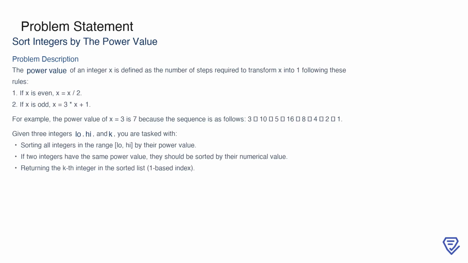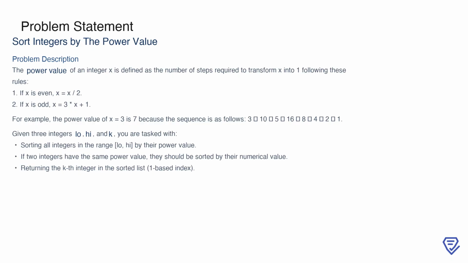In this problem, we are tasked with sorting integers based on their power value. The power value of an integer x is determined by the number of steps it takes to reduce x to 1 using the following rules. If the number is even, divide it by 2; if it's odd, multiply it by 3 and add 1. For example, if x is 3, the sequence is 3, 10, 5, 16, 8, 4, 2, 1. This process involves 7 steps, so the power value of 3 is 7.